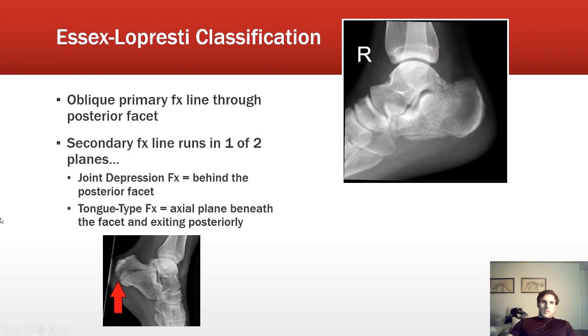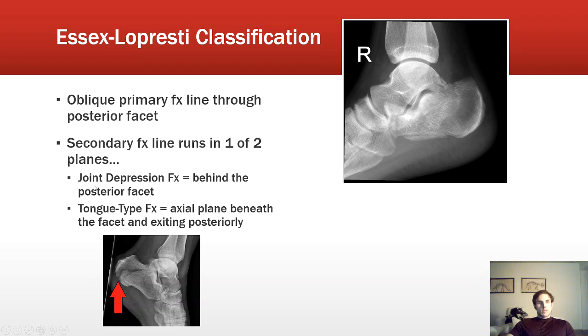So first we'll look at the Essex-Lopresti classification. This classification describes fracture patterns where you have two fracture lines. You have a primary fracture line that occurs obliquely through the posterior facet. And then you have a secondary fracture line that runs in one or two planes, resulting in two potentially different types of fractures. So the first plane that it can run in results in a joint depression fracture.